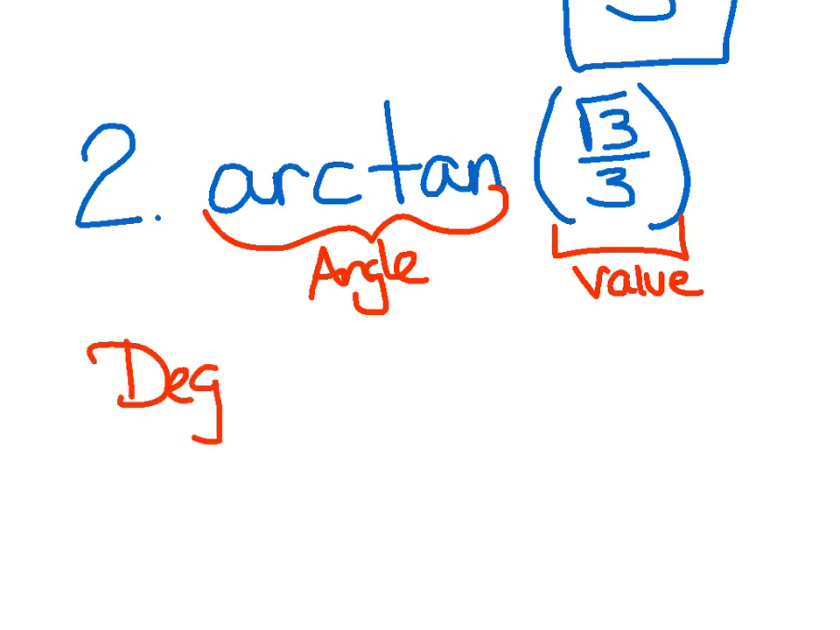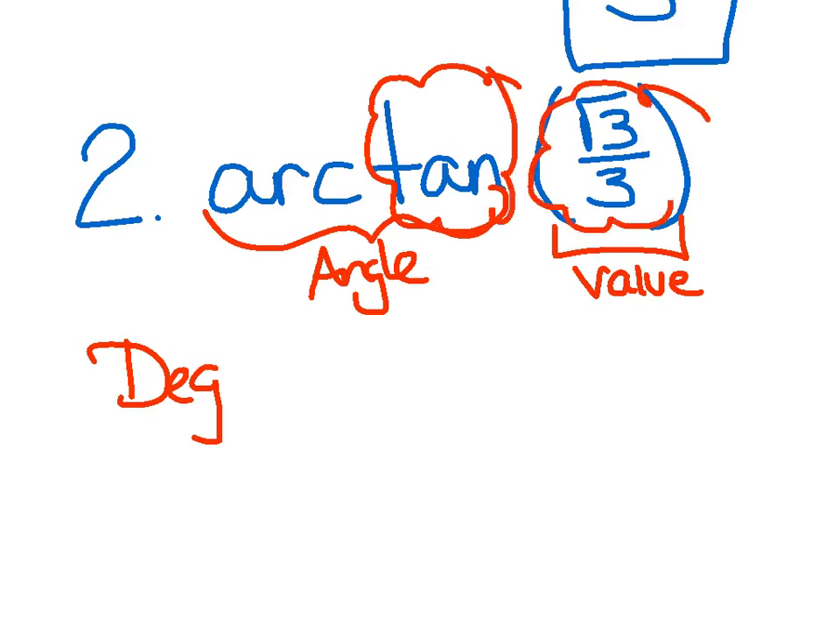Picture your table, close your eyes, picture your table. You're picturing tangent, you're picturing radical 3 over 3. What is the angle measure that gives you that value? Hopefully you're saying radical 3 over 3 has all the 3's, so that would be 30 degrees.